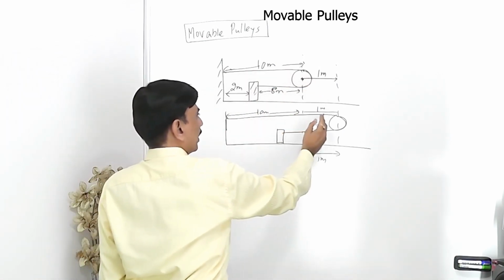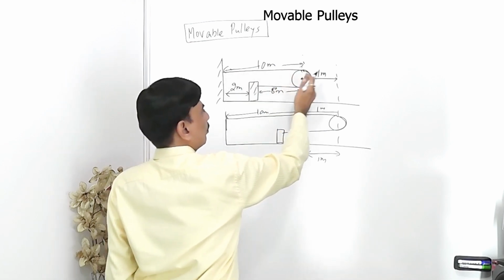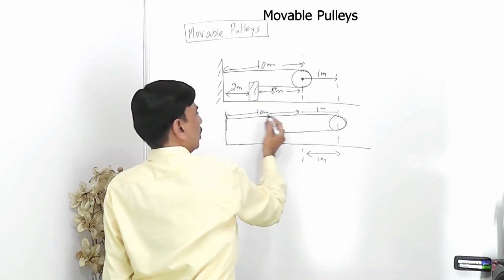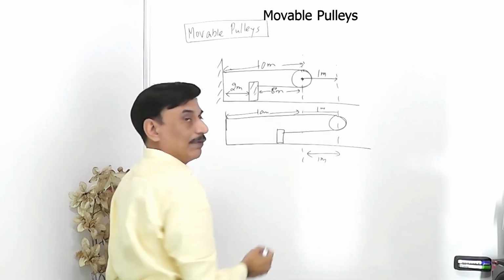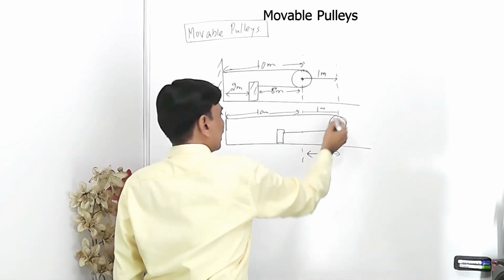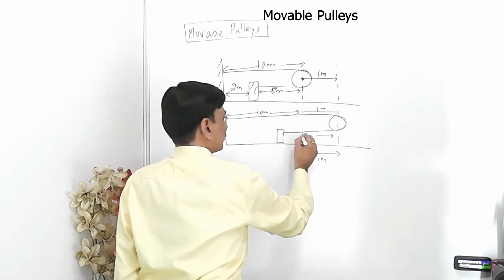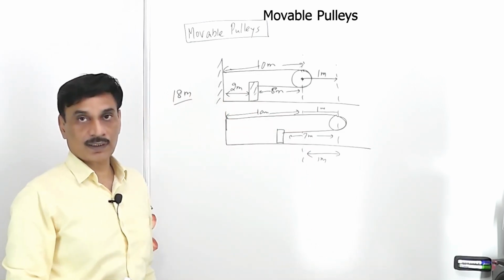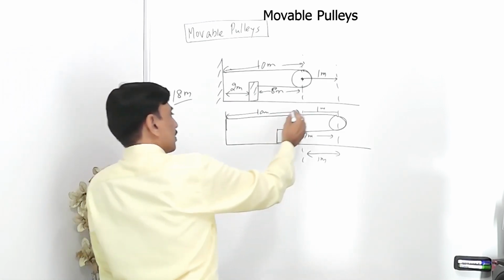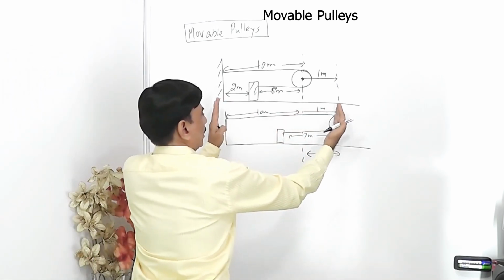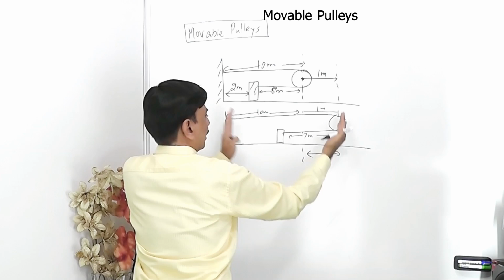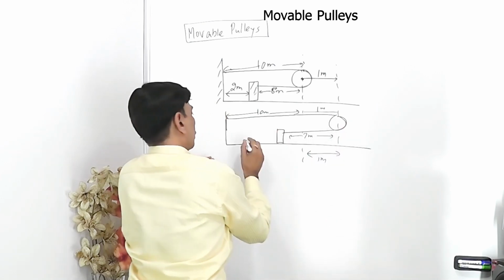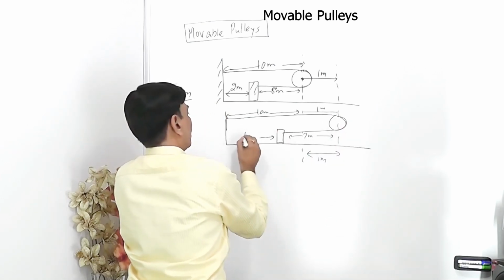So from here to here, initially it was 10 meter, we have pulled by 1 meter. So length on top side is 10 plus 1, 11 meter. If this is 11, then this is 7 meter. 11 plus 7, that is 18 meter, is the total length of the string. From here to here it is 11 meter, and from here to here is 7 meter, so now this should be around 4 meter.